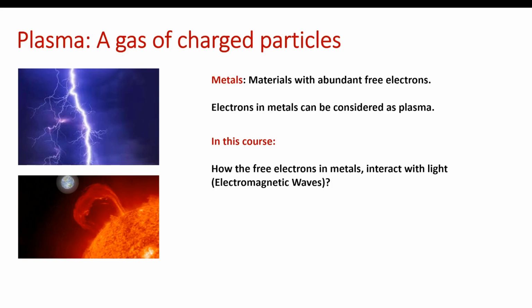Similarly, when we shine light on a metal, the free electrons in the metal experience some force, and that force makes the electrons move in the metal. So what we are going to study in the first few lectures of the course is the electromagnetism of metals.